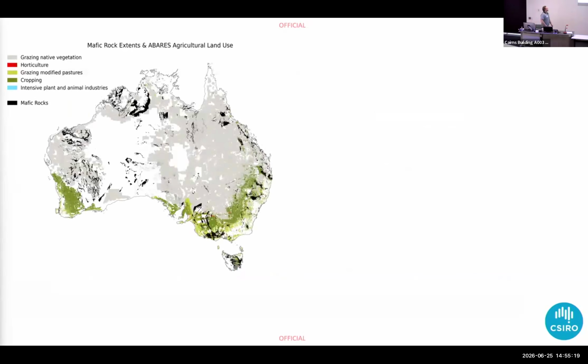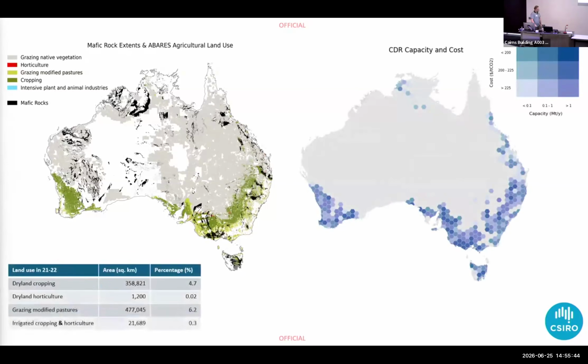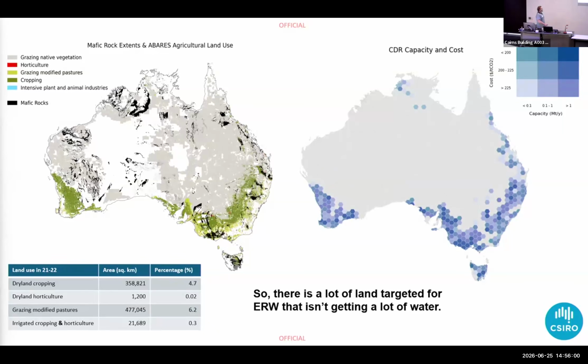It's a pretty important thing to think about because a lot of Australia and a lot of the global agricultural landscape doesn't have free water all the time. If we have a look at the green on this map, that's our farming area. And wherever it's matched up with the black, which is our mafic rock, is where our ERW CDR capacity lies. But when we have a look at the land use of this area, there's 850,000 square kilometres that in some way or another are classified as dry land, which means that in Australia, there's a lot of land that's going to be targeted for ERW that doesn't have this water.